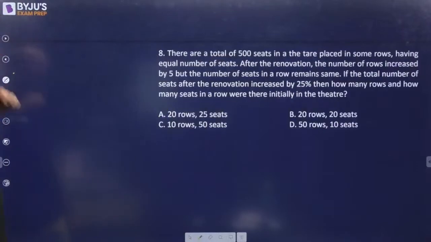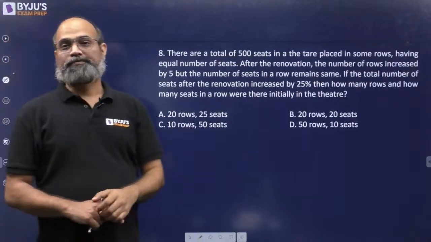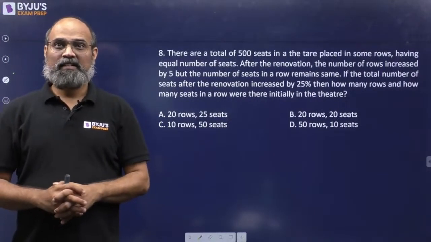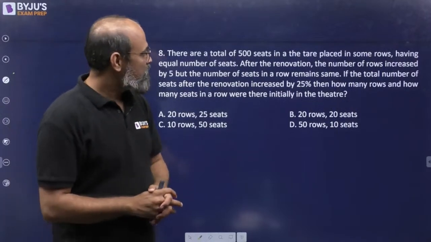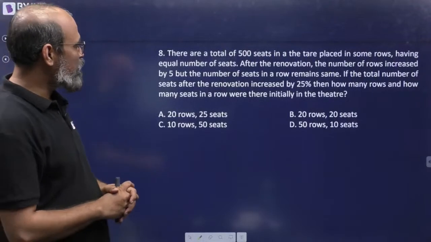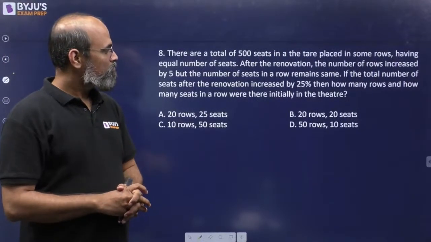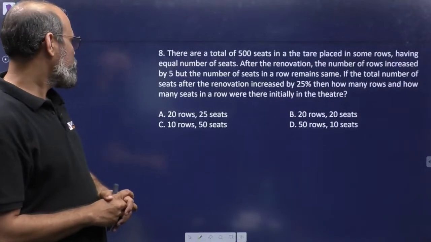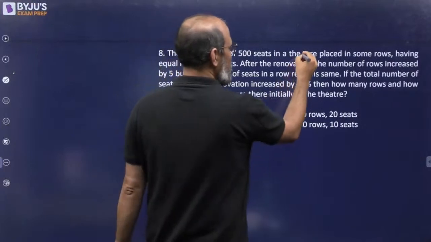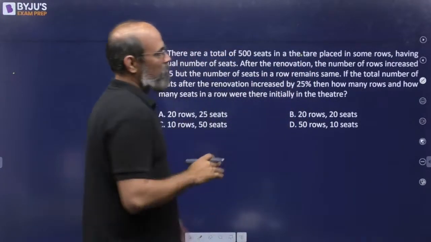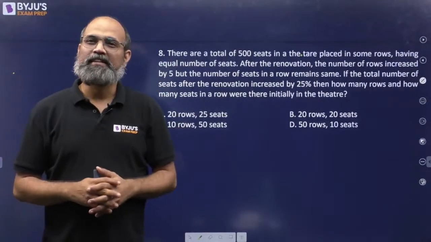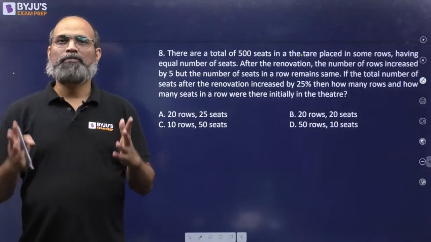Okay, next question. There are a total of 500 seats in a theater placed in some rows having equal number of seats. Okay, it's theater. So there is, it's combined word. You know, the theater kya? So there are a total of 500 seats in theater placed in some rows having equal number of seats.